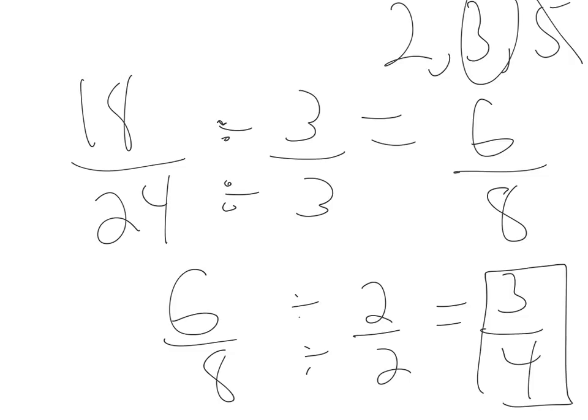And now 18/24 is in lowest terms. It's been reduced to 3/4. So that's a 2-3-5 way. Now I'll hand it over to Mr. Tudor for the rainbow method.